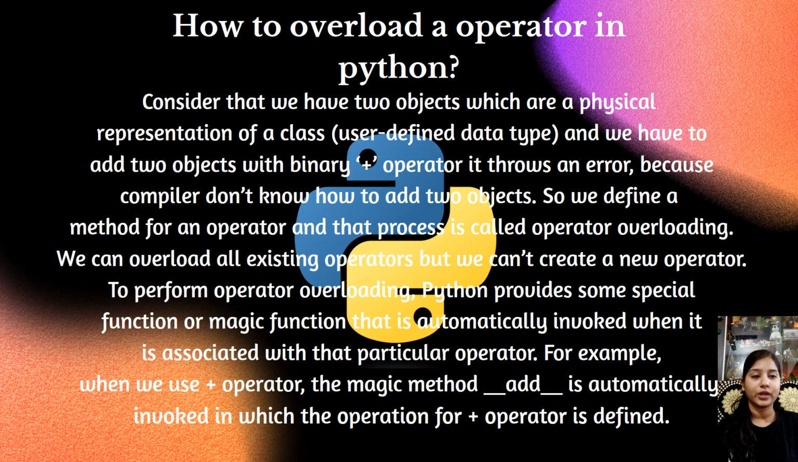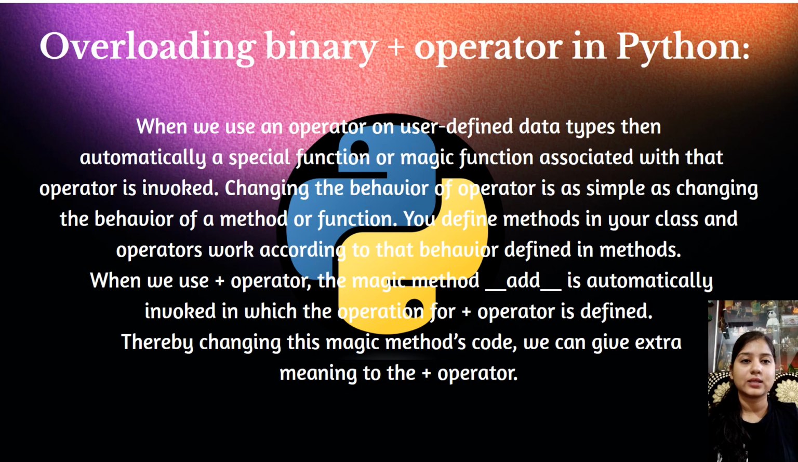To perform operator overloading, Python provides some special functions or magic functions that are automatically invoked when they are associated with that particular operator. For example, when we use the plus operator, the magic method __add__ is automatically invoked, in which the operation for the plus operator is defined. Now let's learn about overloading the binary plus operator in Python.